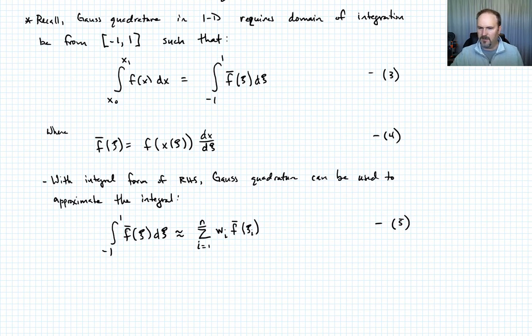And then I'll give you some definitions. c sub i is the location of what's called the integration point, or the quadrature point.